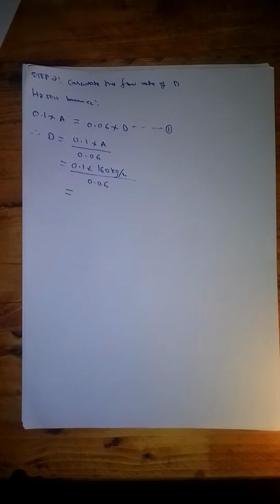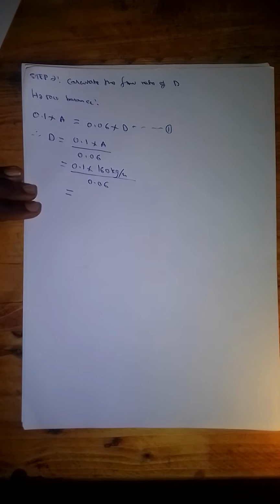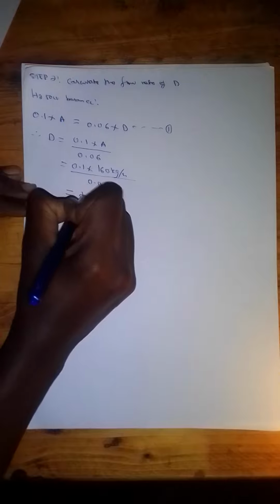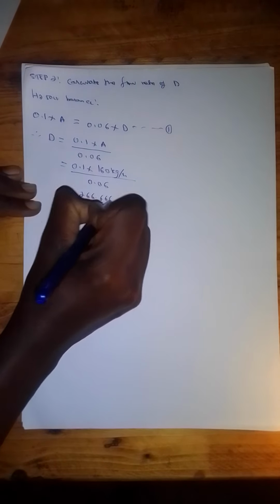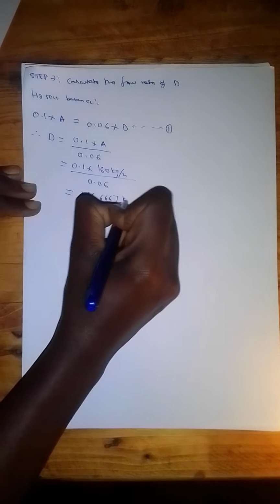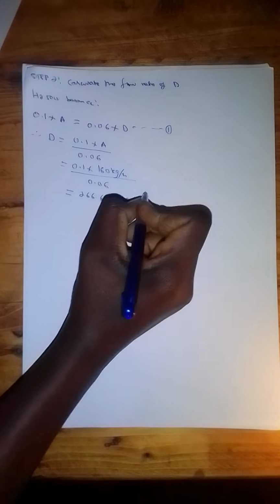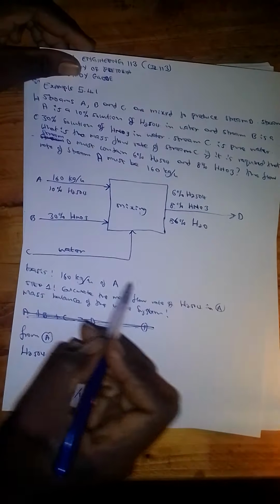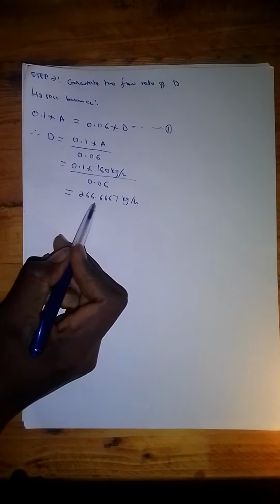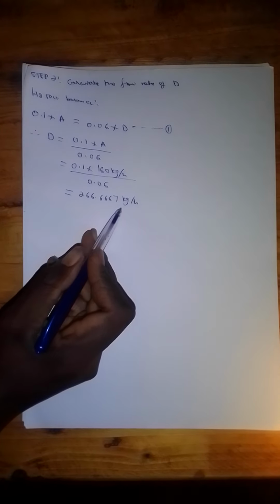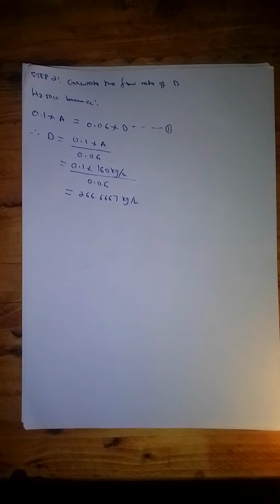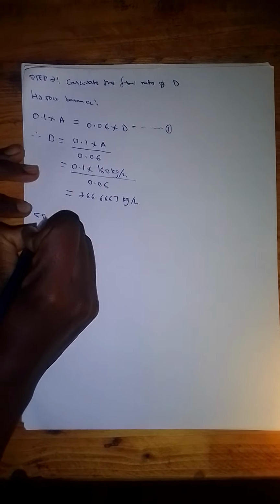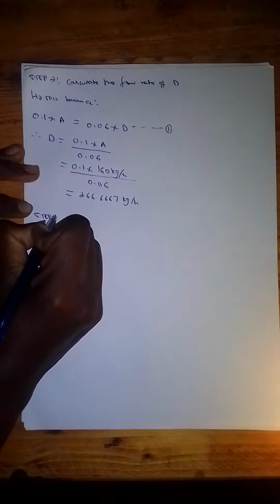Now this gives us a D of 266.6667 kilograms per hour. This is telling us that our product stream D is 266.6667 kilograms per hour. So we're done with our step 2. Now we can move forward to our step 3.